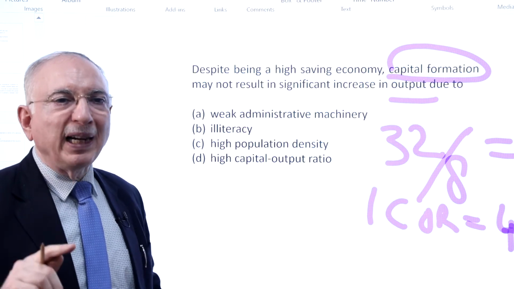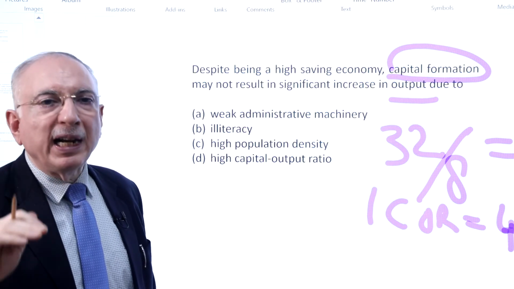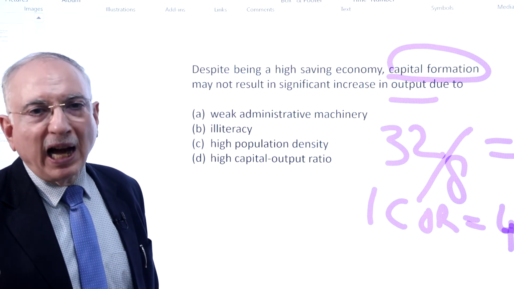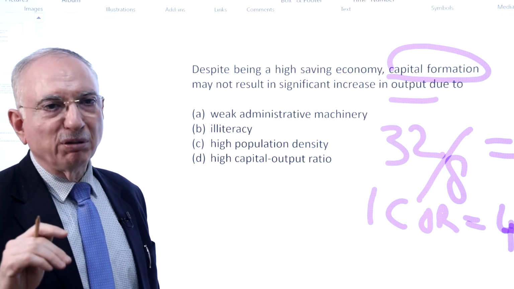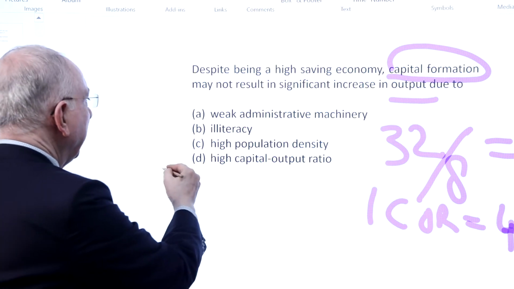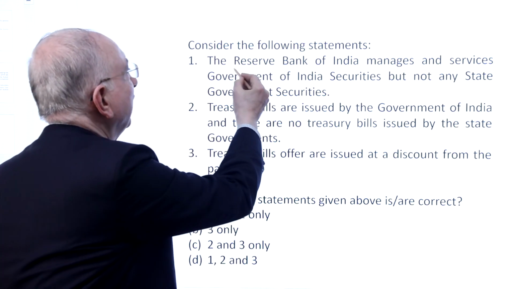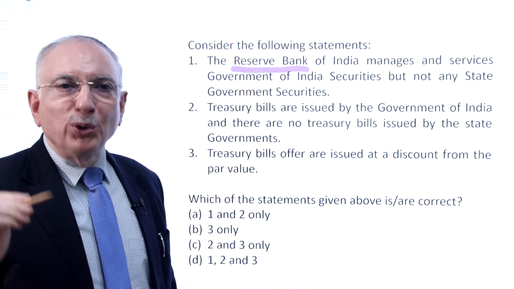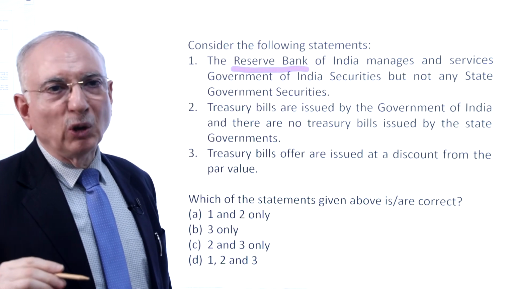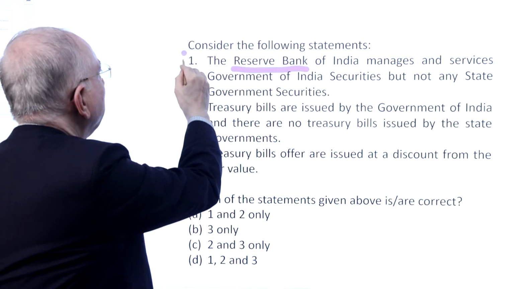Hence, if the capital output ratio is high, there will not be a significant increase in the output despite a high level of saving. Therefore, option D is the correct answer. Under the RBI Act 1934, RBI is the debt manager of both the central government and the state government. Therefore, statement 1 is incorrect.